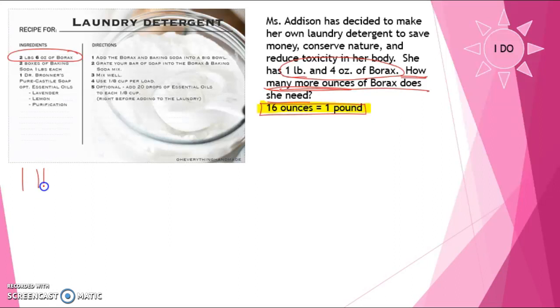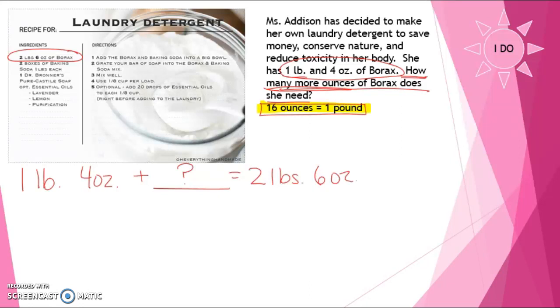So I'm going to look at this like this. I have 1 pound and 4 ounces of borax. That's what I have. And I need to add something else to it so that I have a total of 2 pounds and 6 ounces of borax. So I know I need to add something to the 1 pound and 4 ounces to get 2 pounds and 6 ounces. So let's go ahead and convert this to ounces so that we can have easier numbers to work with.